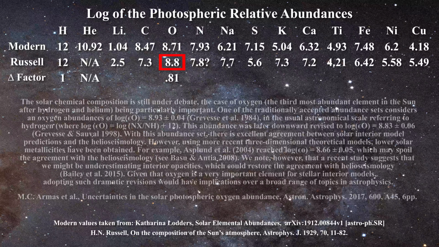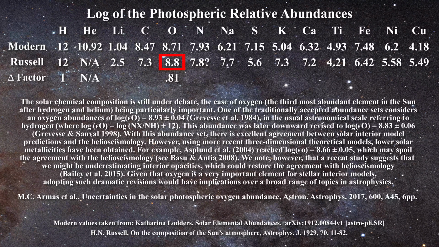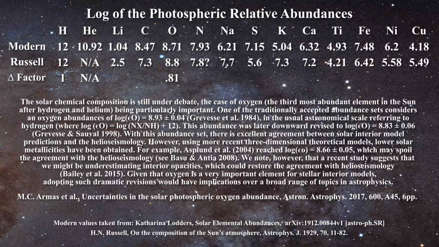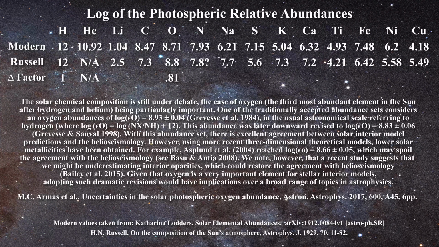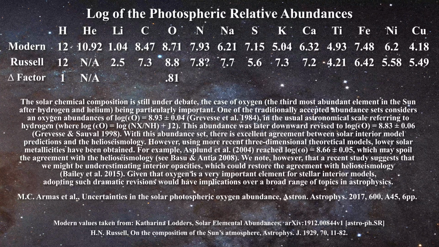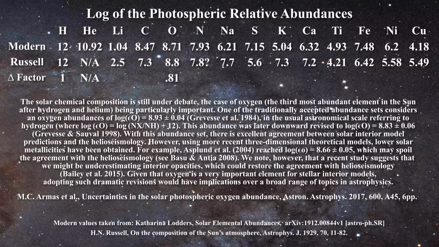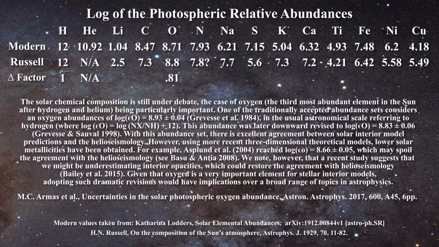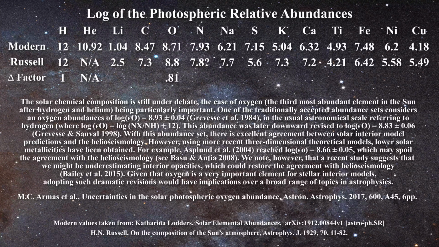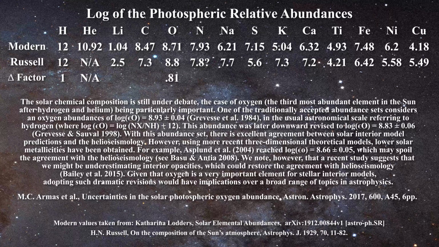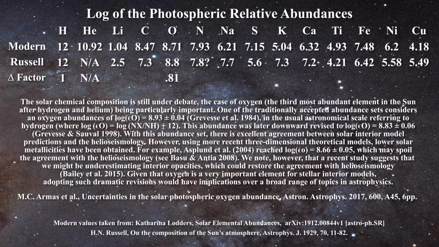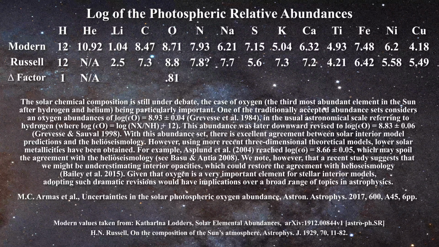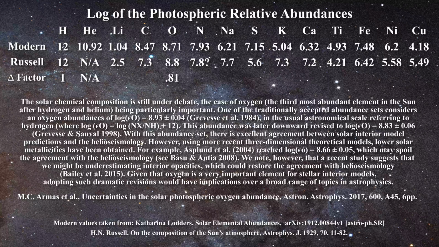But now let us consider this paragraph from the solar physicists relative to changes in oxygen abundances and helioseismology. "The solar chemical composition is still under debate, the case for oxygen, the third most abundant element in the Sun after hydrogen and helium, being particularly important. One of the traditionally accepted abundance sets considers an oxygen abundance of log epsilon oxygen equal to 8.93 plus or minus 0.4, in the usual astronomical scale referring to hydrogen, where log epsilon oxygen is equal to the log of the number of the element divided by the number of hydrogen plus 12.